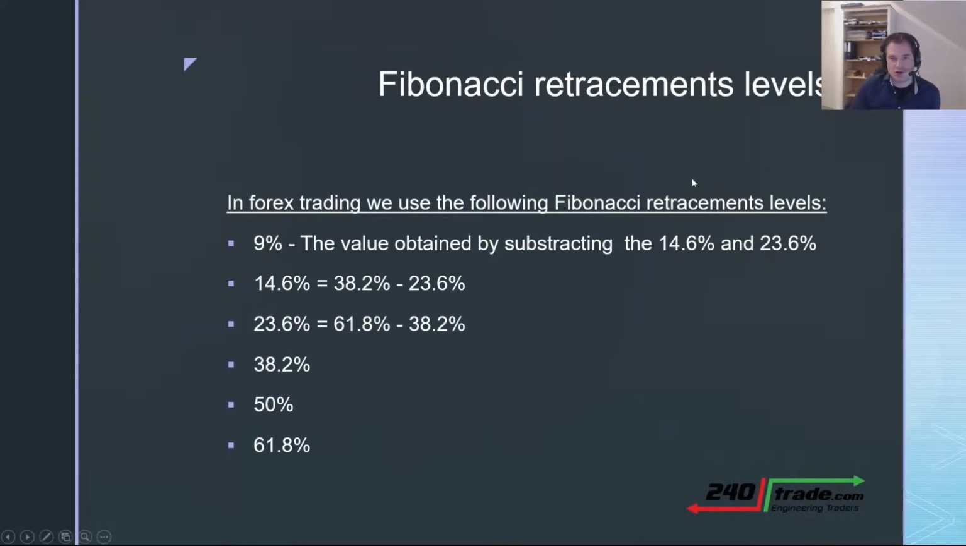However, the 9, the 14.6 and the 23.6, you won't have as default on your MetaTrader 4 or whatever you are using on your platform. So you need to add these to make a custom preset in your Fibonacci retracements tool. You will of course have the 0 and the 100%, where 0 implies the start of your retracement and the 100% implies the end of your retracement.